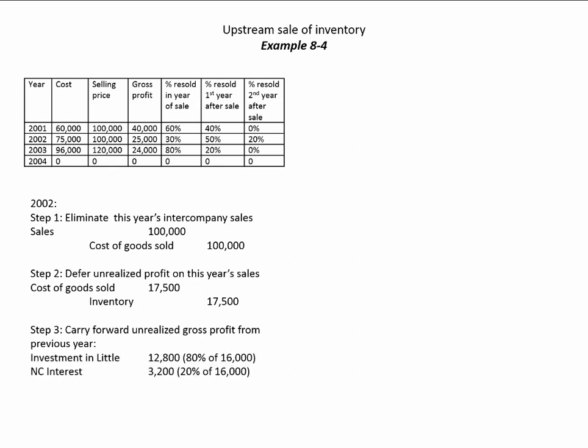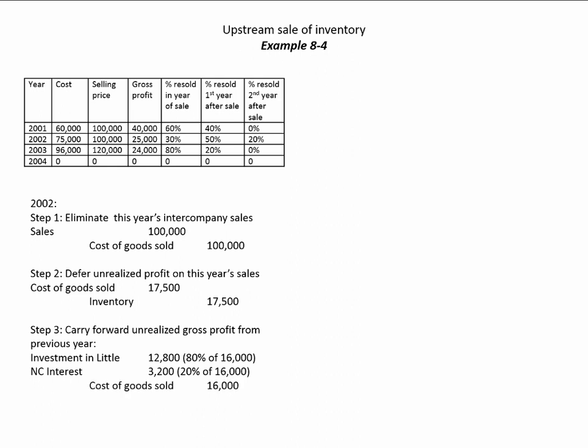When we carry it forward, since this was an upstream transaction, it's going to be split between the parent and the non-controlling shareholders. And since the parent uses the full equity method, we're going to adjust the investment in Little account for their share of that $16,000. But again, we're taking that $16,000 unrealized gain, carrying it forward from the previous year, and splitting it 80-20 between the parent and the non-controlling interest.